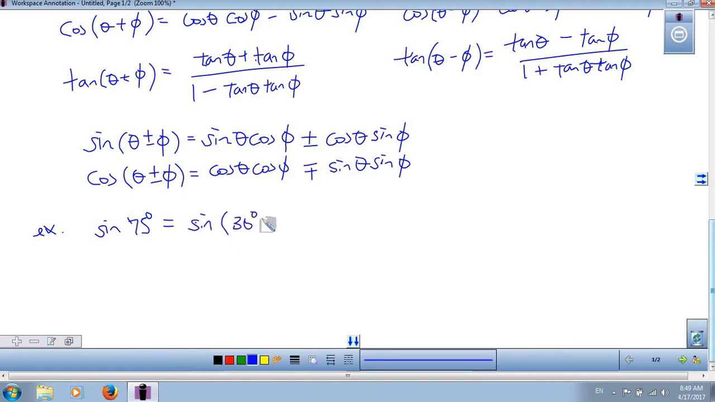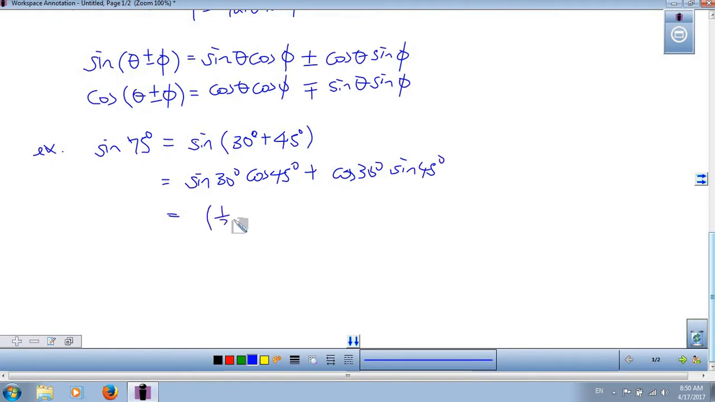I can think of 30 plus 45. Of course, there are many pairs of angles that add to 75 degrees, but we want to use angles that we know exactly, the ones on the unit circle, like 0, 30, 45, 60, and 90, and their multiples. So let's apply the formula. Sine of 30 plus 45 is equal to sine of the first angle times cosine of the second angle, plus cosine of the first angle, 30 degrees, times sine of the second angle, 45 degrees. So it's sine 30 times cosine 45 plus cosine 30 times sine 45.